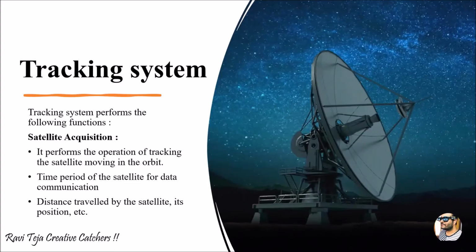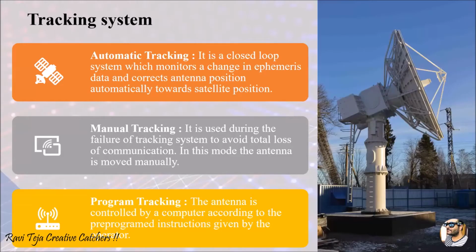Now coming to the other tracking systems, we have automatic tracking system, manual tracking system, and program tracking system. If you see the image over here, this particular antenna with a huge stand is a tracking system antenna which keeps on tracking a particular satellite which is moving in the orbit.